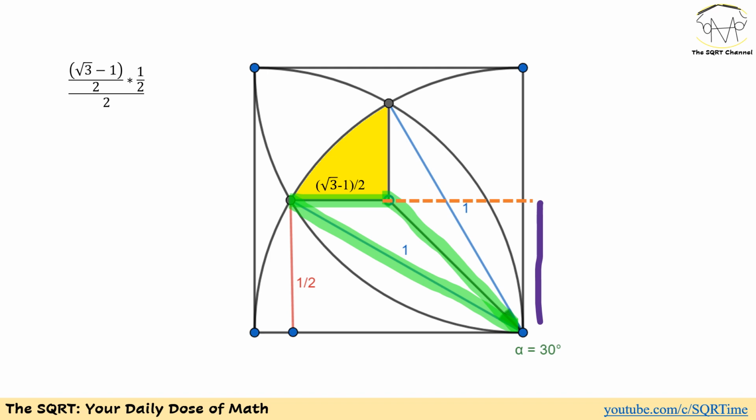The one that we are focusing on right now is the green one. Here, let's say that the base that we are going to focus on is the one that has the square root of 3 minus 1 over 2. The height for this base is going to be the one that we have in purple, and it is going to be 1 over 2. So the area of this triangle can be calculated as base, which is the square root of 3 minus 1 over 2, times height, which is 1 over 2, divided by 2.